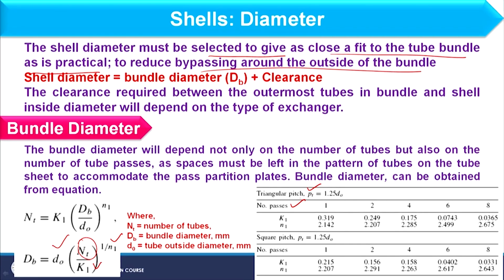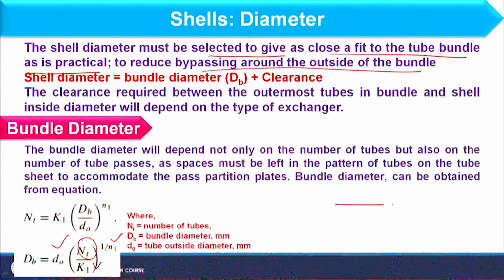Okay. So here I am having triangular pitch as well as square pitch. In both cases pitch is 1.25 into D naught and number of passes vary 1, 2, 4, 6 and 8, as you understand that these passes belong to the tube passes, not the shell passes. Okay. So my point is, you should understand that bundle diameter depends on number of tubes and how the tubes are arranged, fine. But why will it depend on the pass partition plate? Because that is not available in shell side.